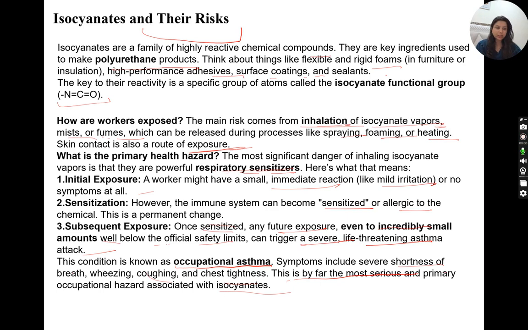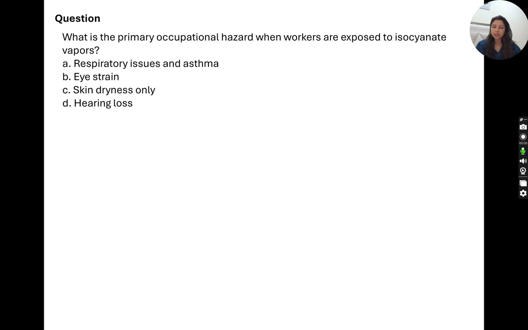So let us take some questions related to isocyanates. This is the first question: what is the primary occupational hazard when workers are exposed to isocyanate vapors? We just discussed this. It's a very simple question, and the options are respiratory issues and asthma, eye strain, skin dryness, or hearing loss. It's simple because we just discussed what risks are associated with isocyanates.